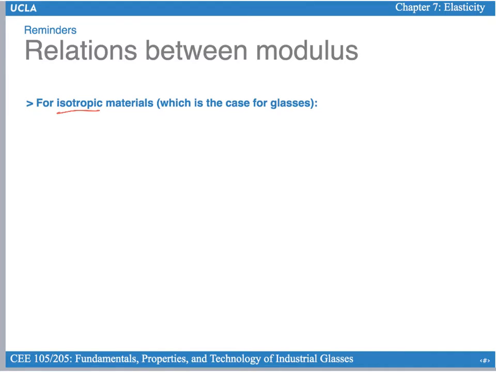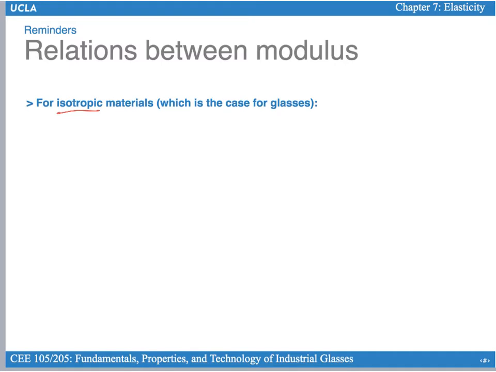In that case, when you have isotropic materials, then you have some relationship between the different stiffness parameters. You have some relationship between shear modulus, Young's modulus, bulk modulus, Poisson's ratio. And for isotropic material, if you know two of those parameters, for example, the shear modulus and the Young's modulus, then you will be able to calculate all the other ones. Okay, so it's enough to know only two stiffness parameters to be able to calculate all the rest.